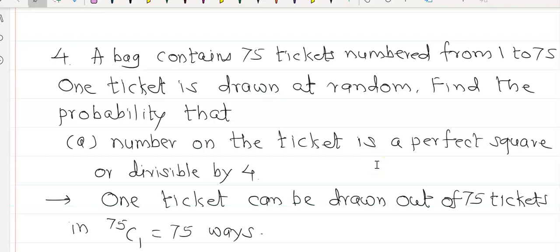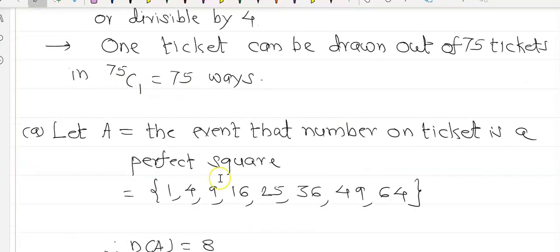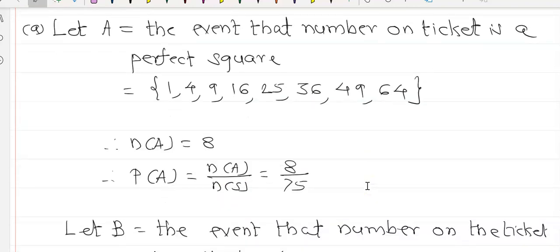You can note down now. This is a very simple problem. One ticket is drawn, 75 ways. The first is perfect square. These are the perfect squares. n of A is 8. P of A is n of A upon n of S, 8 upon 75.